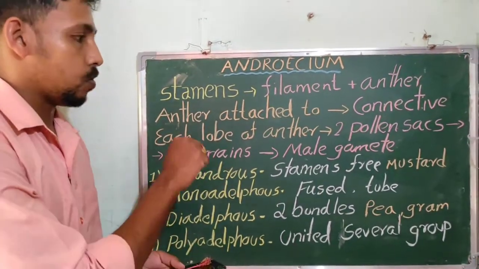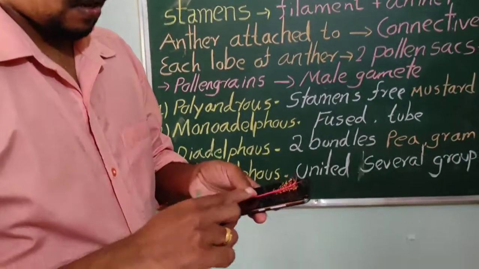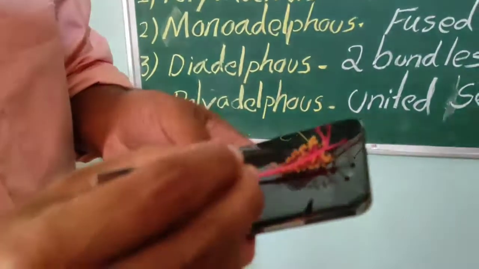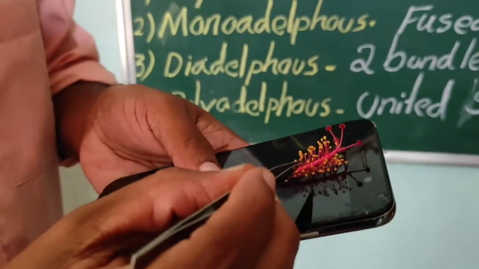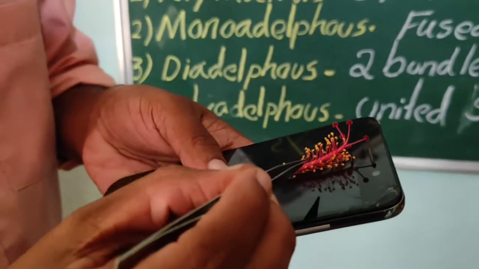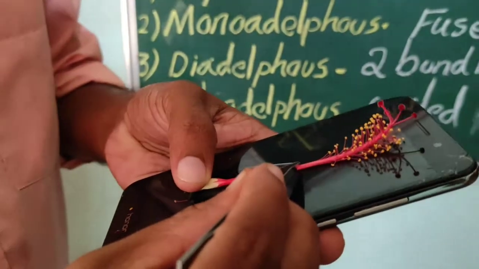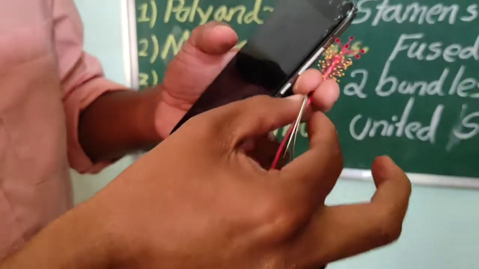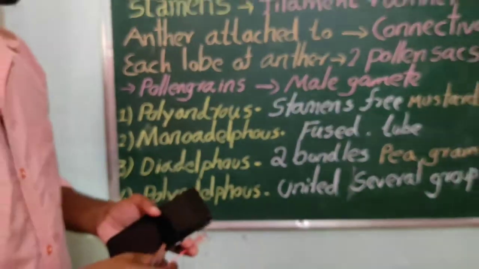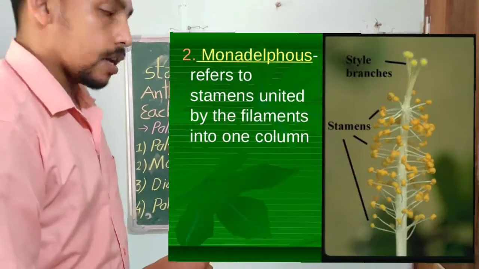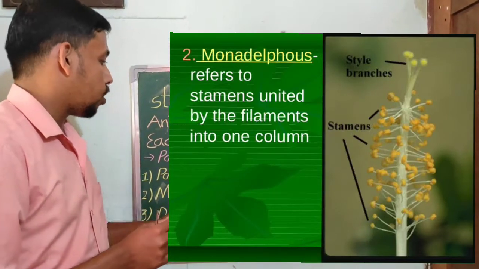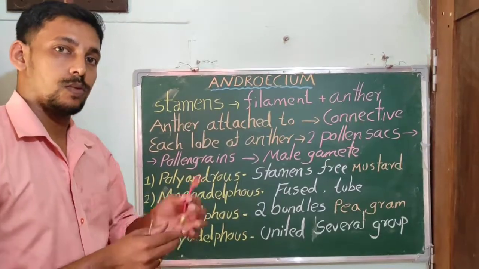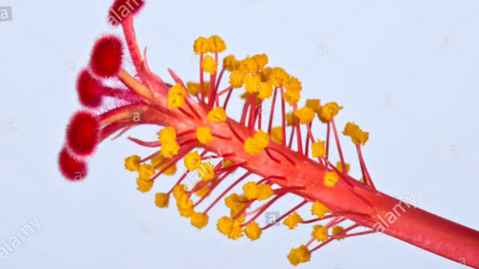Here you can see these stamens, all fused to form a long tube-like structure. It is fused to form a tube. Such a condition is known as monodelphous.